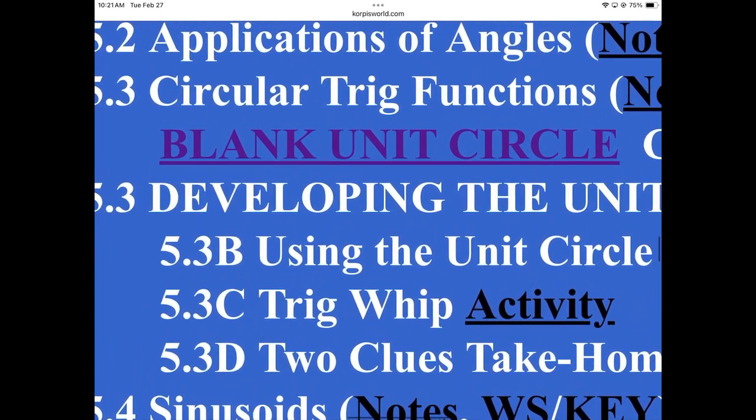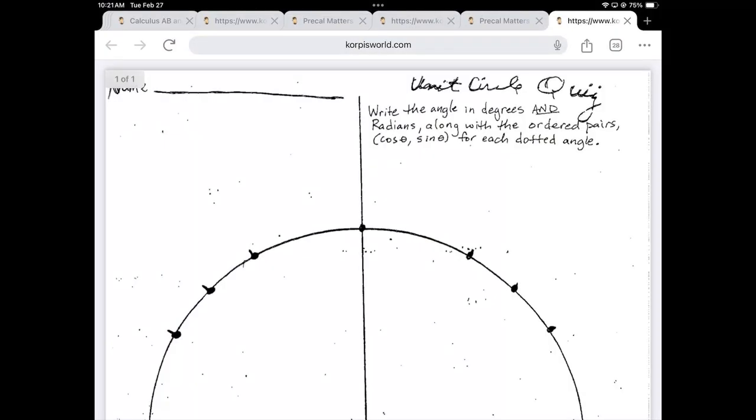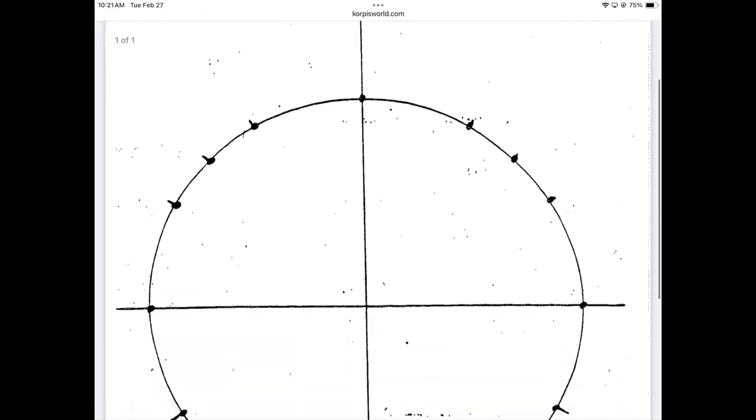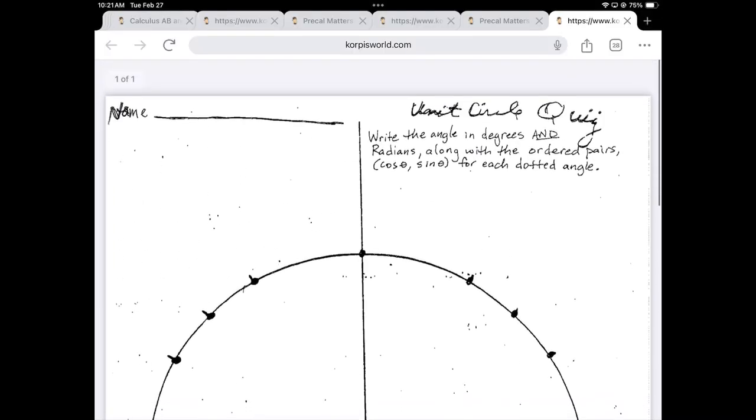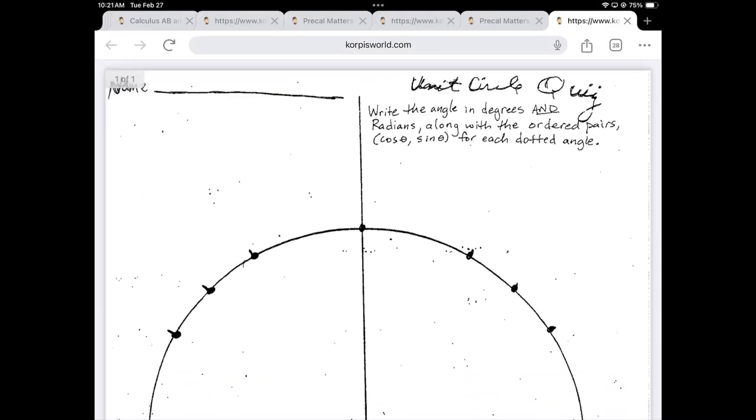You see that? That's on my website, korpisworld.com. Pre-Cal Matters, blank unit circle. When you click on it, it gives you a blank unit circle. It has a dot around the circumference at every point that was on the one that we generated. This is an old document. I'm actually going to hand you a photocopy of this very page with all the speckles on it and everything.